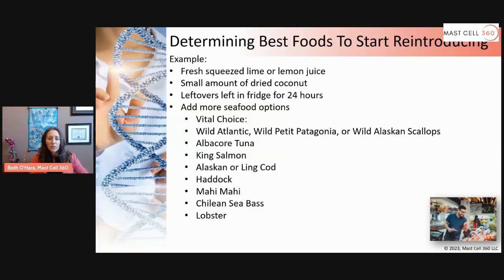Now, I get the seafood from Vital Choice because they are very circumspect about their handling methods. So it's not as high histamine as other places.